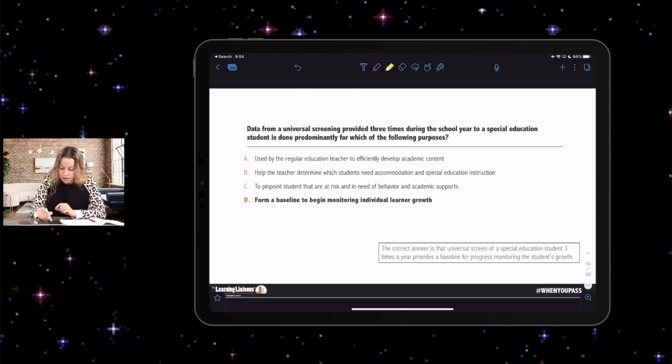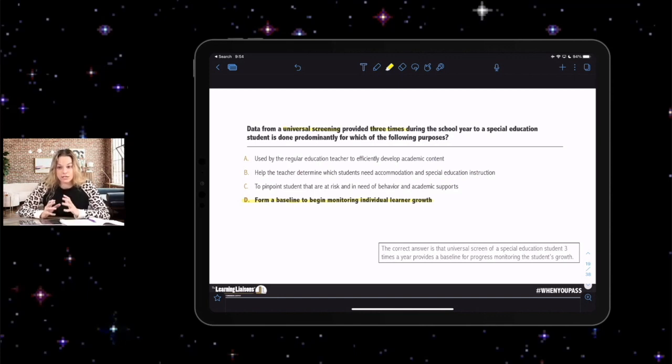So we're talking about universal screening, 3 times. Why? And our answer is D. It's to form a baseline to begin monitoring individual learner growth. So this is the correct answer.